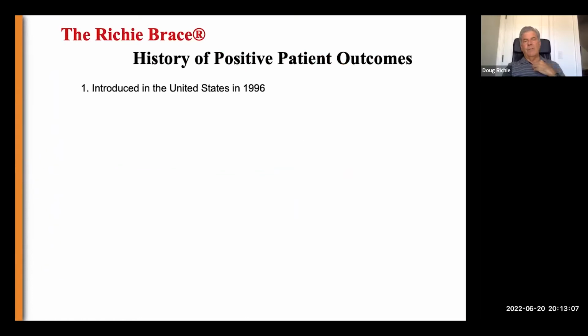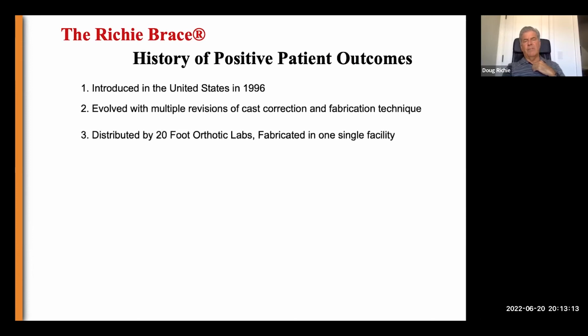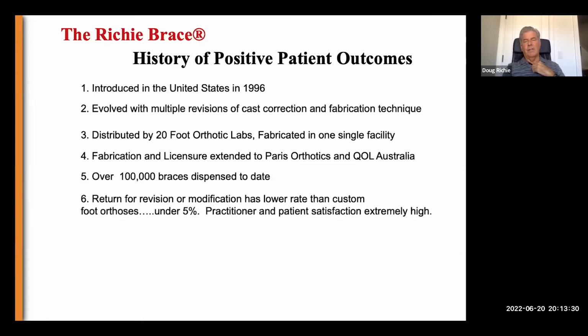We introduced the Richie brace almost 25 years ago, and it has evolved with multiple revisions and cast correction techniques. It's distributed by Firefly Orthoses in the UK and by 20 Foot Orthotic Labs here in the United States. It's also distributed in Canada by Paris Orthotics and Queensland Orthotic Lab in Australia. We've provided over 100,000 Richie braces to date to patients all over the world, and we've learned a lot.